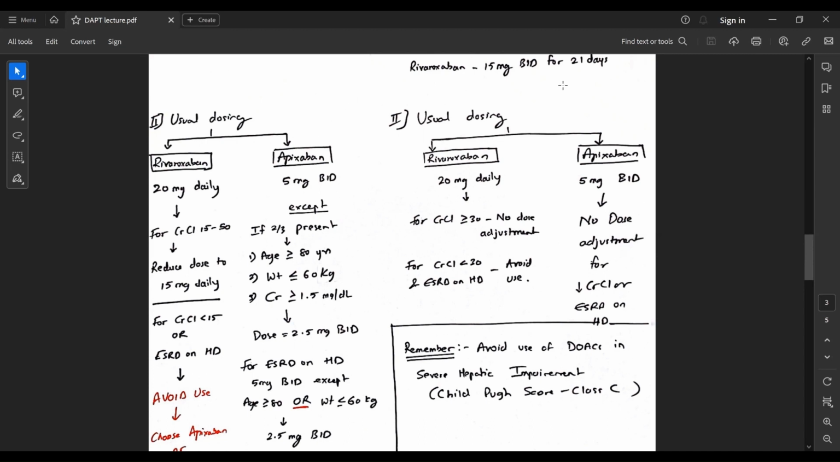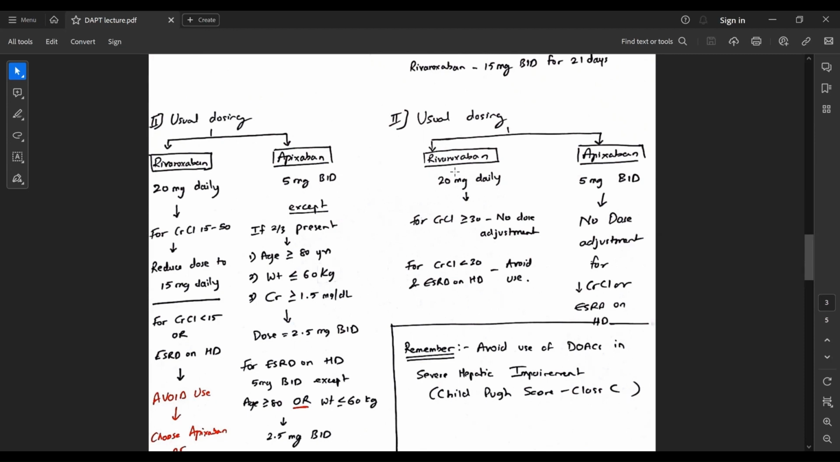This is an important difference and a point of confusion that is common amongst interns, residents, and medical students when we're rounding: this 2 out of 3 rule is for atrial fibrillation and not for venous thromboembolism. So for venous thromboembolism, you're going to continue 5 milligram BID dose for all the patients.